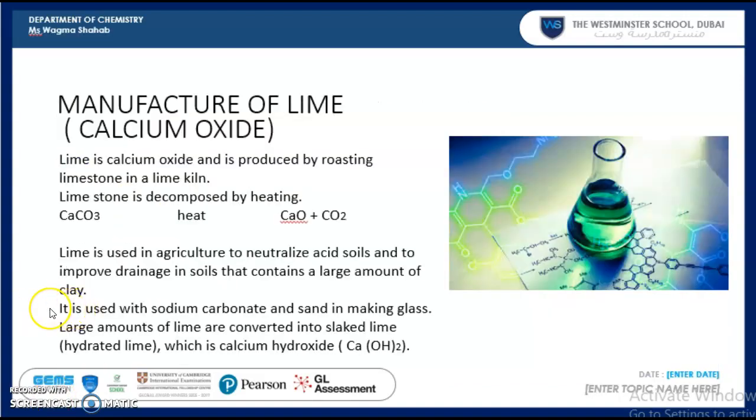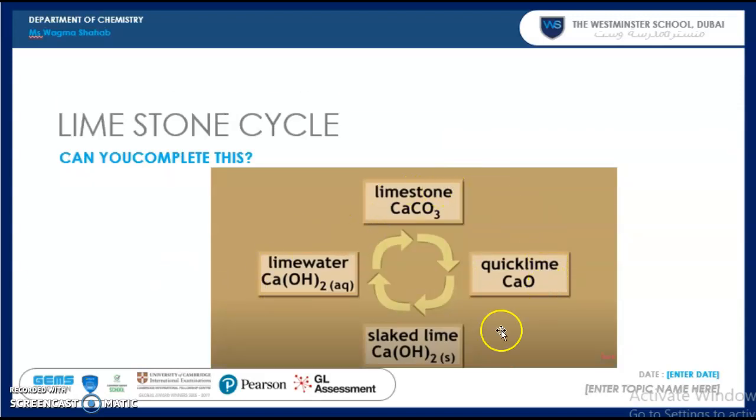I hope everybody's done with their task. This is how we can prepare lime, and this is exactly how you can heat calcium carbonate and you will get calcium oxide and carbon dioxide. Now, what do you know about this? If you look at this, we have started a limestone cycle. We started with limestone and it is converted into calcium oxide, that is quicklime. By heating this, you get quicklime.